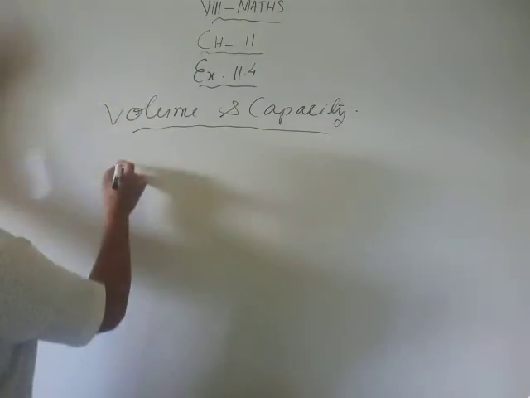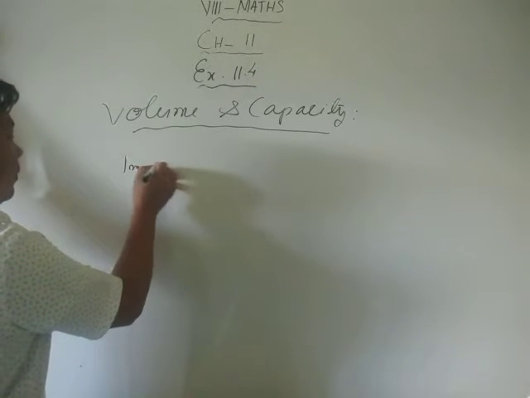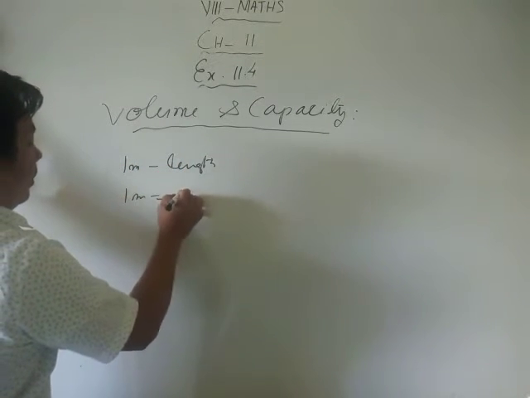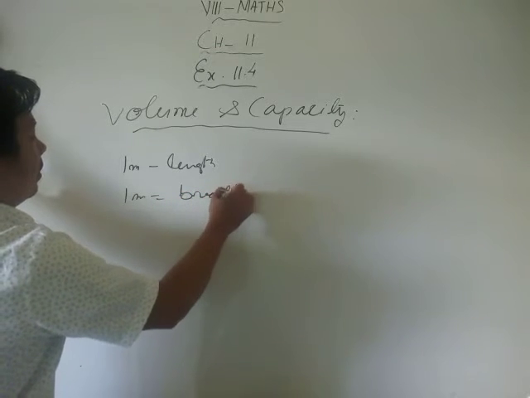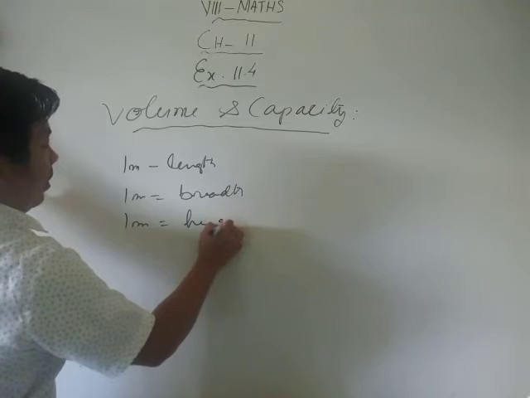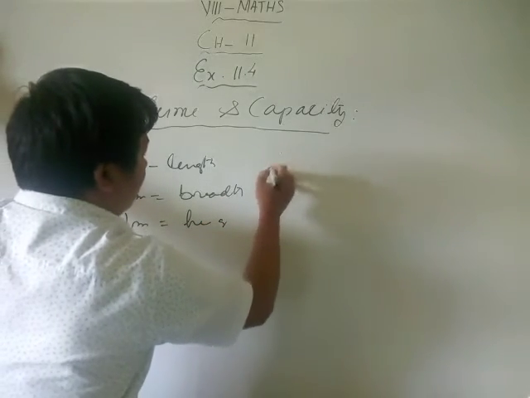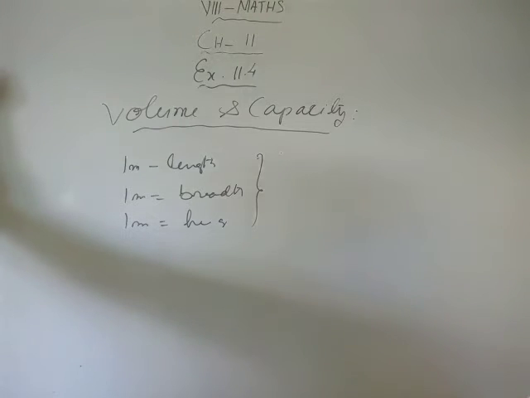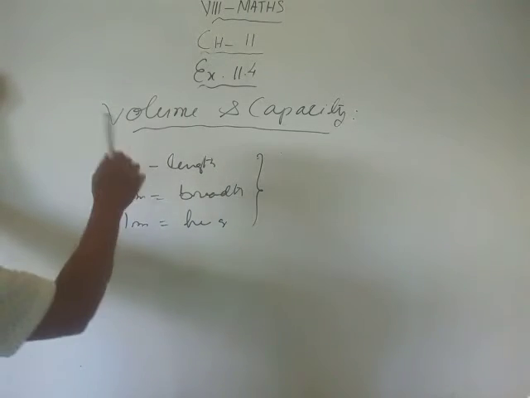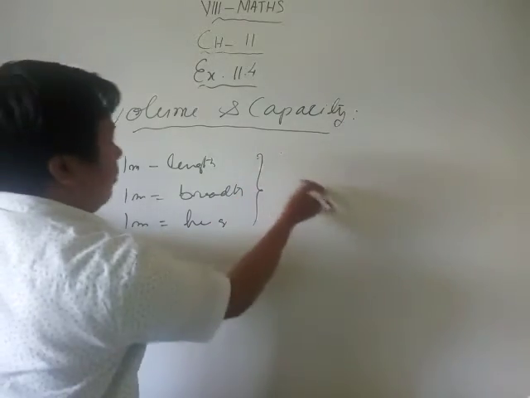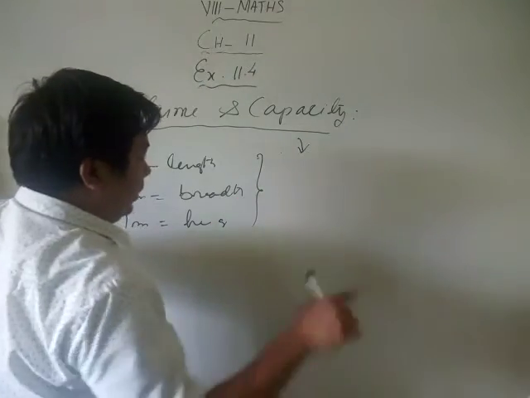One object is there, with 1 meter of length, 1 meter of breadth, 1 meter of height. For example, length 1 meter, breadth 1 meter, height 1 meter. So we can find out the capacity, how much the capacity is. Okay, clear? I tell you.